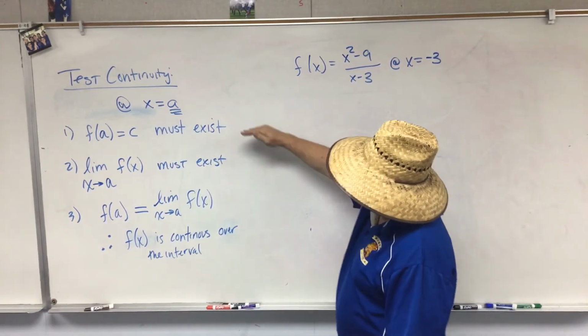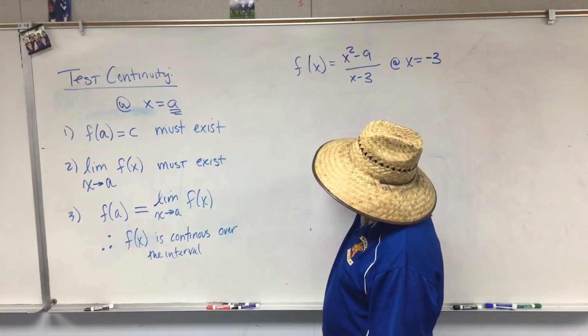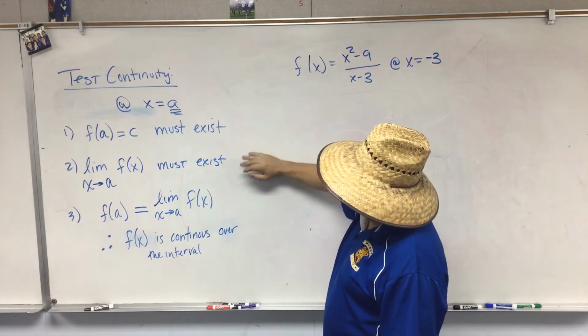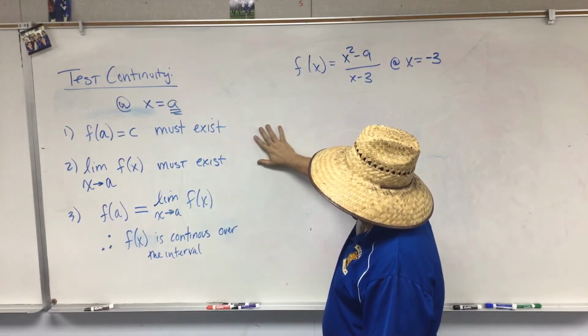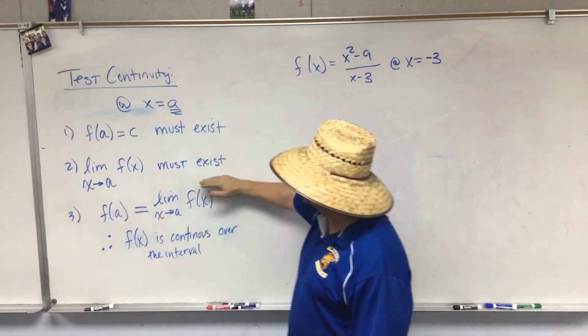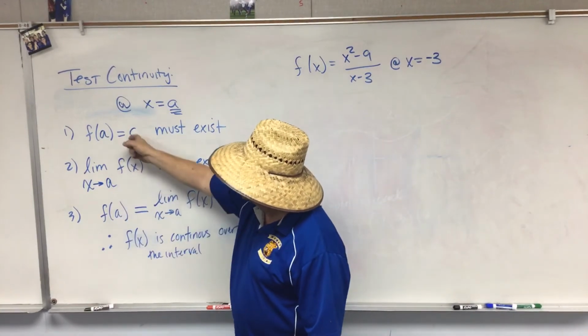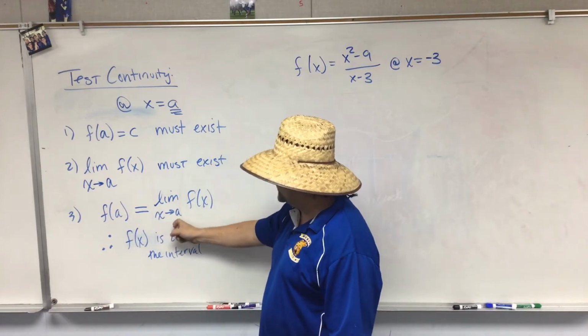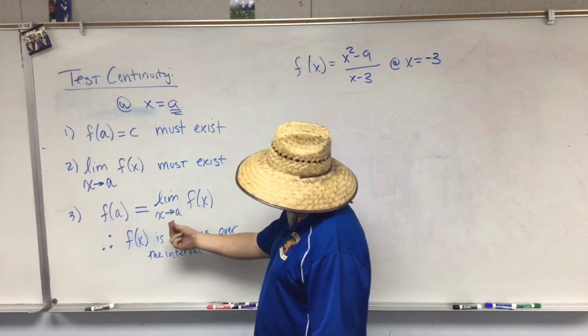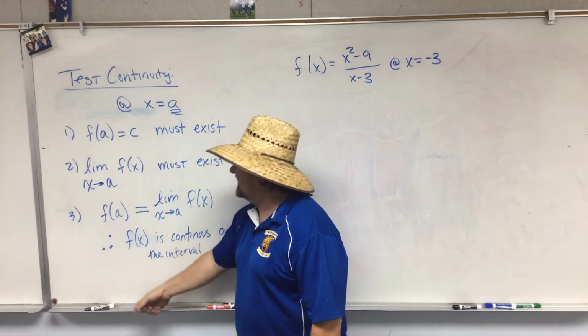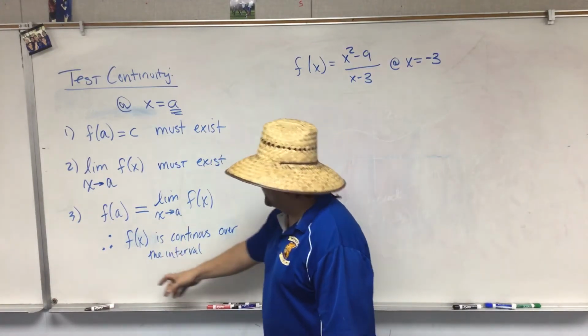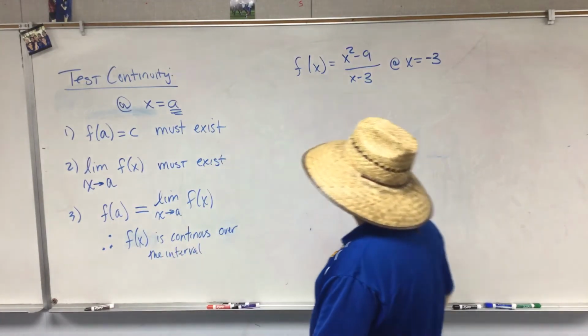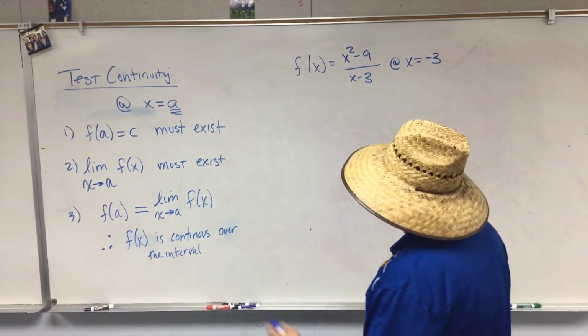So there are 3 steps we have to do. We have to have f of a, it must exist. The limit of f of x as it approaches a must exist, and then with answer 1 and answer 2, f of a equals the limit as x approaches a of f of x. They have to be equal to each other, and then we can say f of x is continuous over that interval, or over the open interval, or at that point, depending on what we're asking.